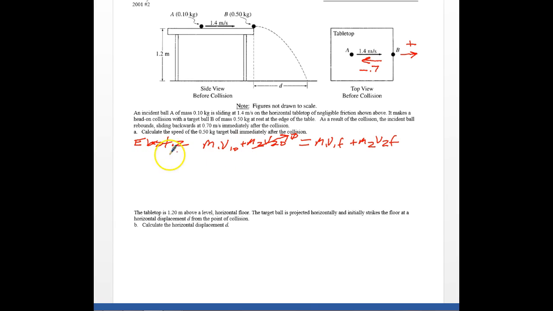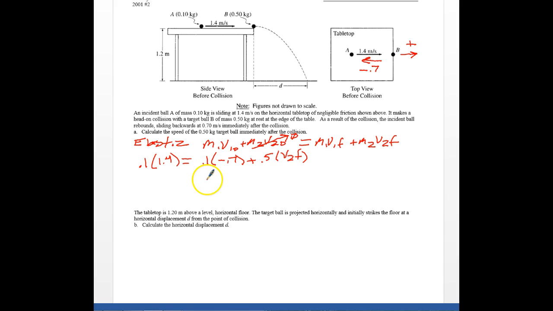So let's go ahead and plug everything in. Mass of the first ball is 0.1. Speed of the first ball is 1.4 in the positive direction, which is right. That's equal to m1 v1 final. So that's 0.1 times, and remember the final speed of that first ball is negative 0.7, plus mass of the second ball, which is 0.5. And then we're trying to find out what is the final velocity of that second ball.